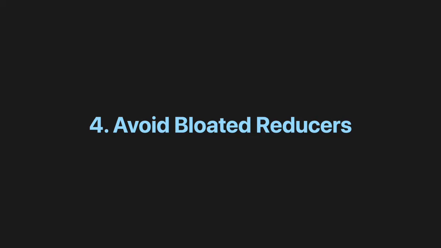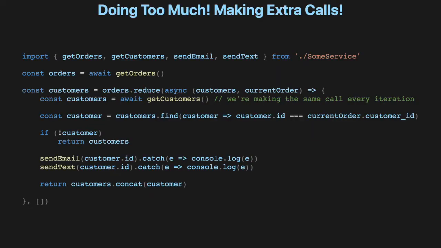Number 4, avoid bloated reducers. Now, honestly, this is kind of a general purpose programming advice kind of thing. If your functions start to get too hairy or too unwieldy, then maybe it's time to dial it back, start refactoring, and break it up into smaller functions. So, big bunch of mess on the screen here, right? It looks like we're calling this get customers function every single time we iterate, which is bad in this reduce function. And notice that we're sending an email and we're sending a text. So there's quite a bit going on in here, and let's see if we can clean this up a bit.